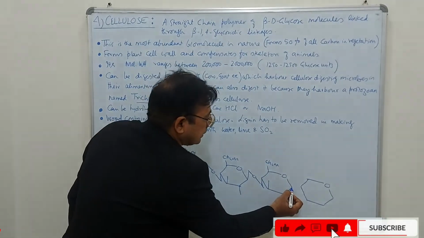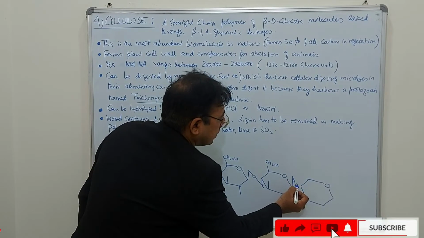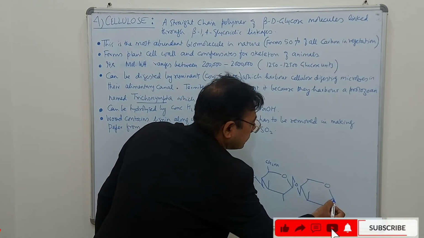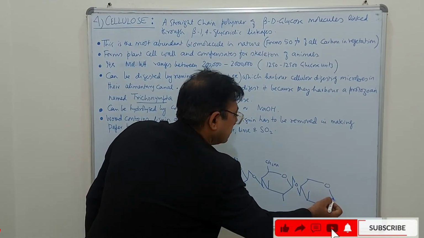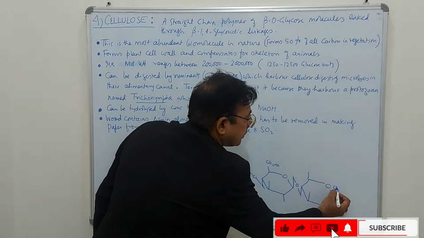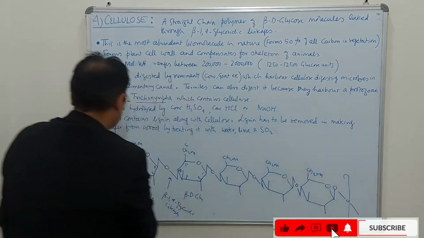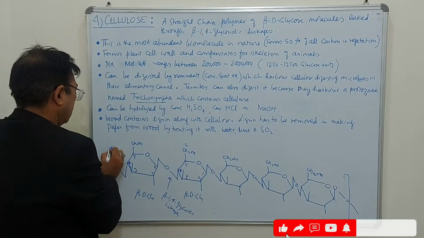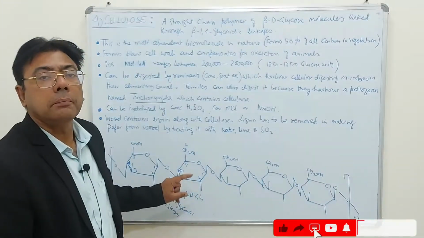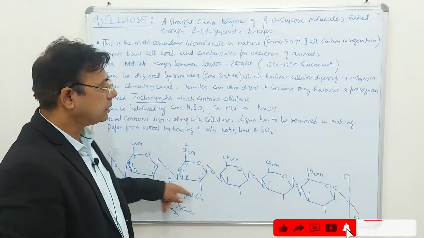So students, you see that this is not a difficult pattern. You have only to make bonds in this fashion. Remember that you have to make beta D glucose, in which OH is on the upper side. So it will go on repeating. As you can see, this is a straight chain polymer of beta D glucose. So when comparing with amylose, which was a straight chain polymer of alpha D glucose, this is a polymer of beta D glucose.